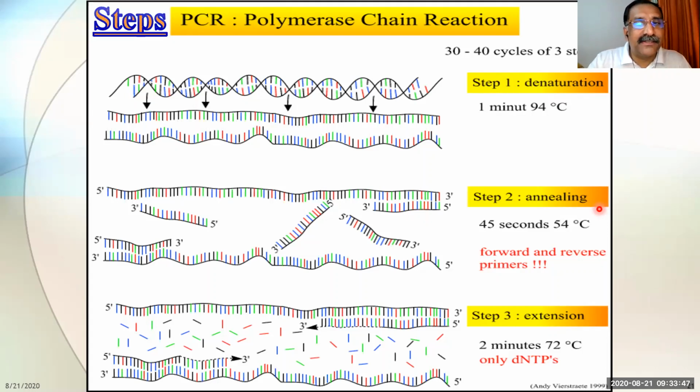Is it clear to you, friends? Is it clear? Okay. Now, how much time will the annealing process take? 45 seconds. Denaturation, 1 minute. So now first step and second step, both the steps are getting completed in hardly near 2 minutes. Okay. Now we go to third step.